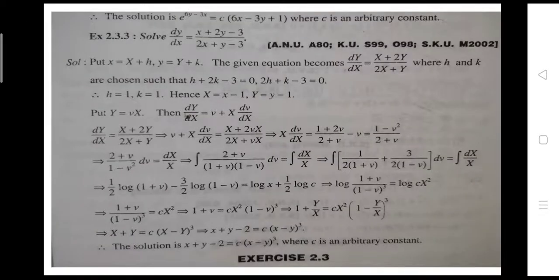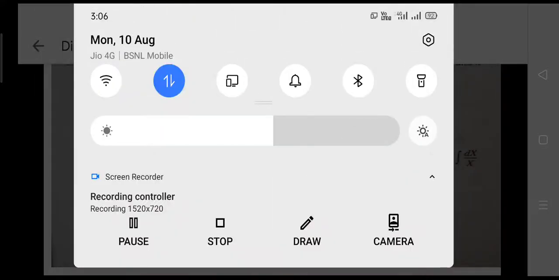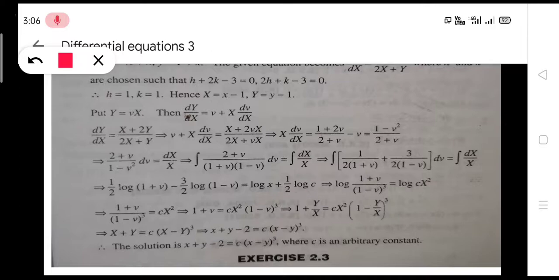And here what are h and k values? Solving these two equations we got h is equal to 1, k is equal to 1. Hence capital X is equal to x minus 1 and capital Y is equal to y minus 1. And we consider capital Y is equal to v into capital X. Differentiate that equation with respect to x. We get dy by dx is equal to v plus x into dv by dx. Substitute these two values in the given differential equation.